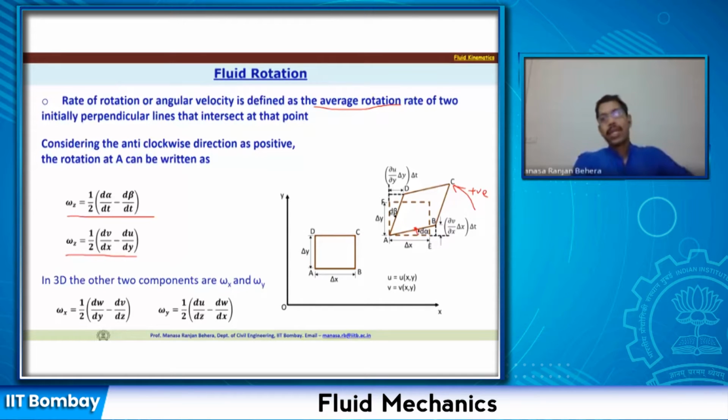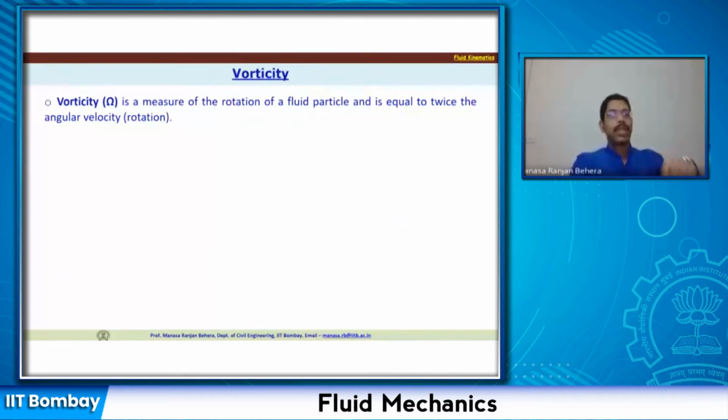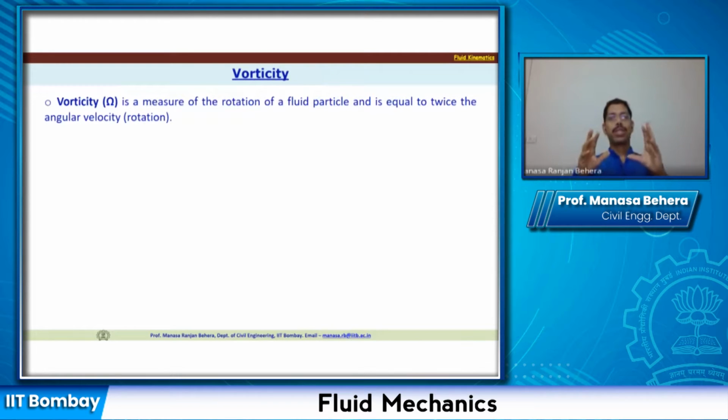Now let us understand the next concept, that is vorticity. What is vorticity? Vorticity is denoted with the notation capital omega. So vorticity is a measure of rotation of fluid particles and is equal to 2 times the angular velocity.